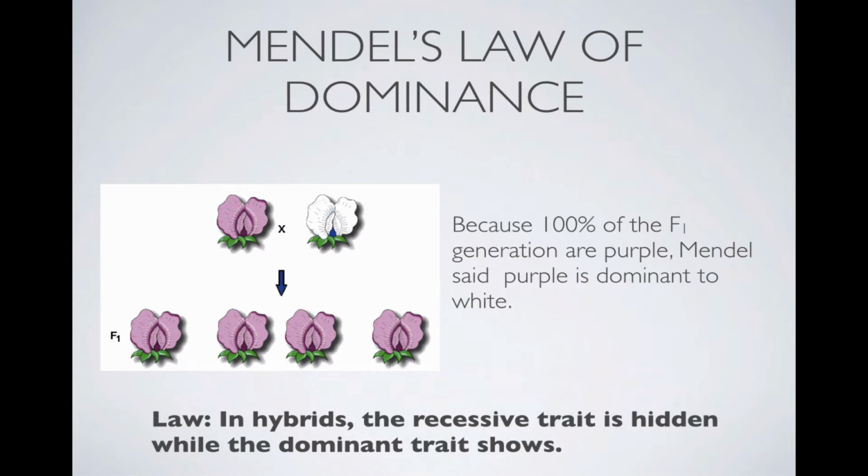Now, because 100% of the F1 generation turned out purple, Mendel was able to say that purple is what we call a dominant trait and white is what we call a recessive trait. So that gives us Mendel's law of dominance, which says that in hybrids, the recessive trait is hidden by the dominant trait, which shows.